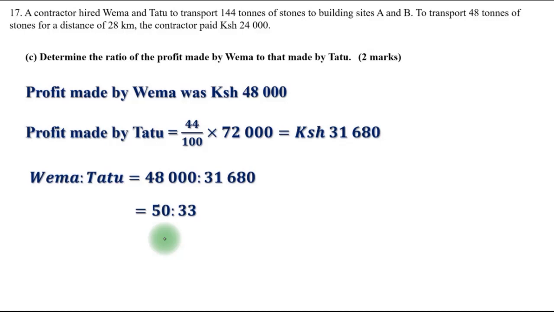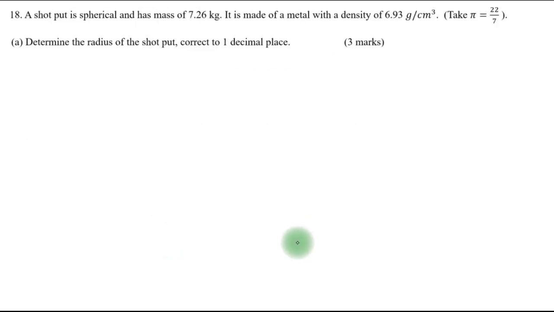Then we move to question 18. A shot put is spherical and has a mass of 7.26 kilograms. It is made of a metal with a density of 6.93 grams per centimeter cubed. Take pi as 22/7. Determine the radius of the shot put correct to 1 decimal place.